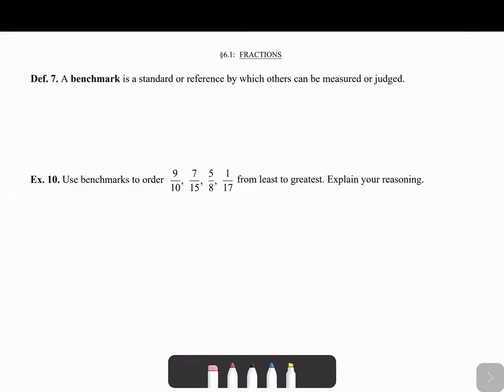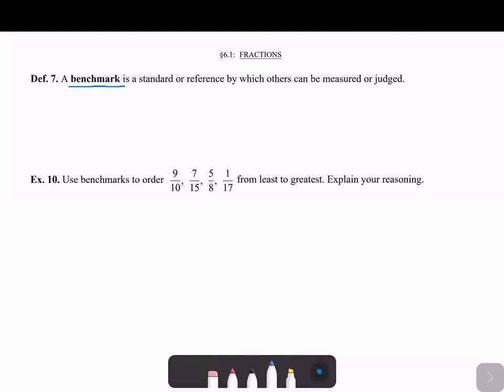So benchmarks are, like it says, a standard or reference by which others can be measured or judged. This definition is really general. It's not specific to fractions, but when we make it specific to fractions, we're talking about specifically the ordering of fractions. So our benchmarks are going to be numbers on our number line.